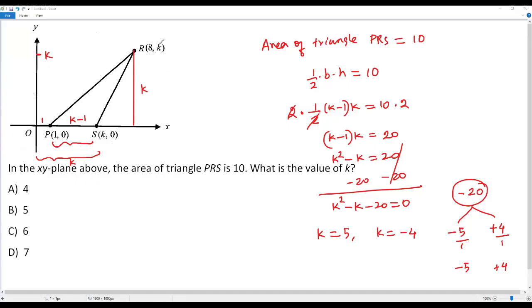When I consider the point R, it's above the x-axis. In all the points above the x-axis, the y coordinate must be positive, because above the x-axis we have the positive side of the y-axis. So here the y coordinate K must be positive. We got two values for K, one is positive 5 and the other is negative 4. Since K has to be positive, we can reject this one. Therefore, the value of the constant K is 5. We find 5 in answer choice B. The correct answer choice for this question is B.